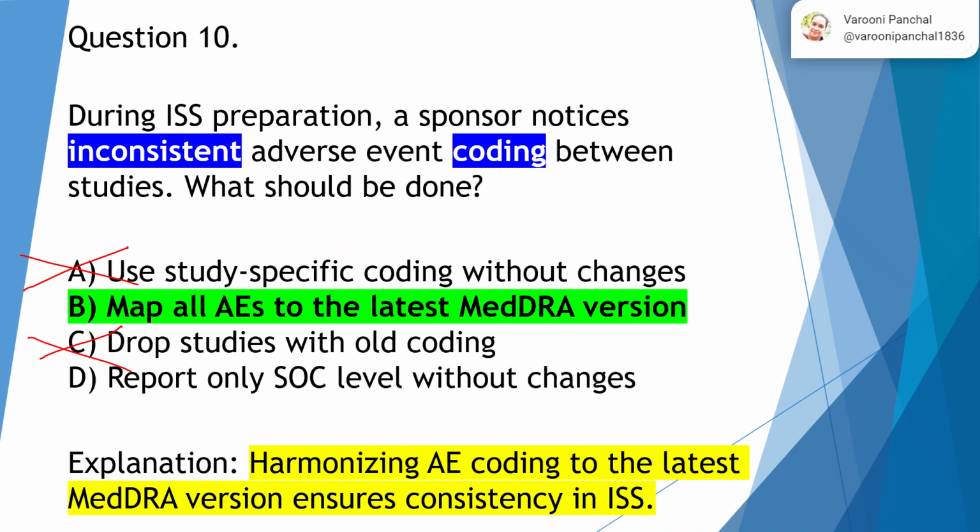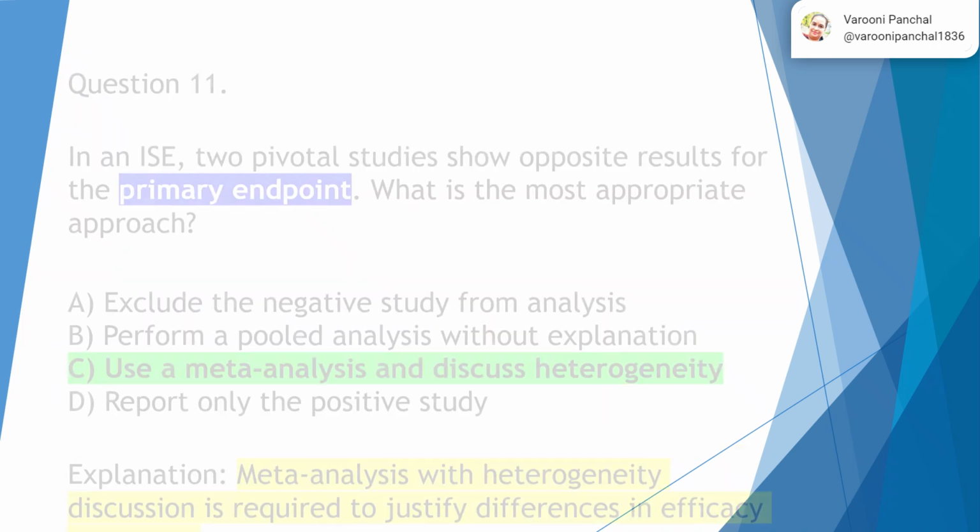Report only SOC level without changes. No, you have to report all kinds of system organ class, preferred term and the verbatim term, whichever is a high level, low level term, each and everything you need to mention. So you need to map all adverse events to the latest MedDRA version that is being used, and that should be present in the statistical analysis plan of the ISS study. So the correct answer is B. Harmonizing AE coding to the latest MedDRA version ensures consistency in ISS.